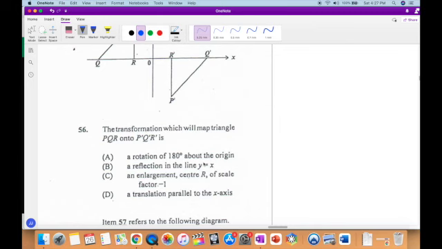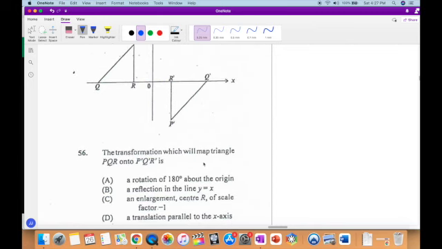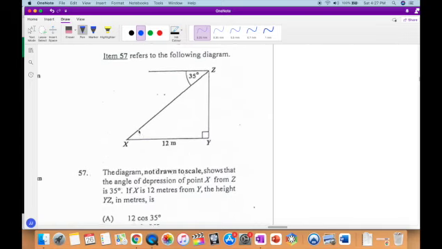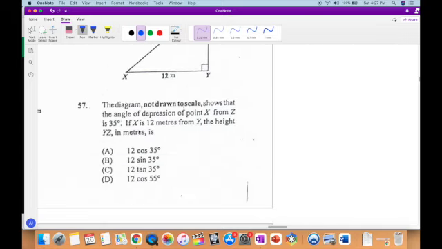A reflection in the line y is certainly not that. An enlargement is certainly not an enlargement. A translation parallel, well, no, it's not a translation, so it has to be this, a rotation of 180 degrees. We can see here from R to R prime is definitely 180 degrees. Yes, so that will work. 57, we're dealing with trigonometry here.